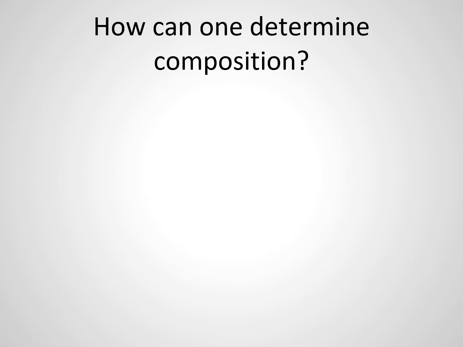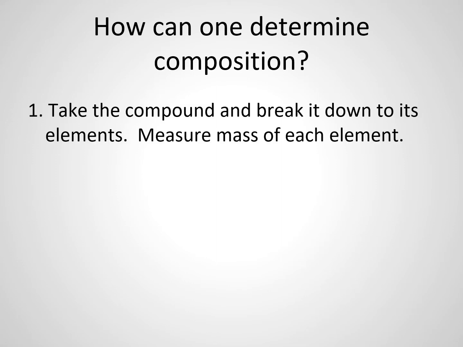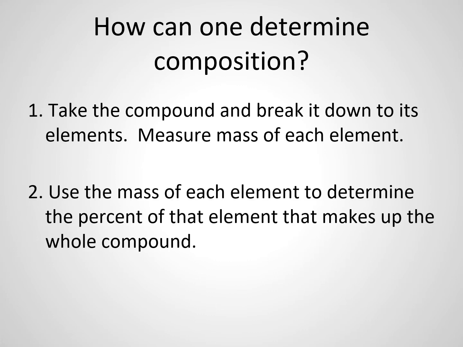So how do you determine composition? First, you're going to take the compound and break it down to its elements, getting the mass of each element. Then you can use those masses to determine the percent of each element that makes up the whole compound.